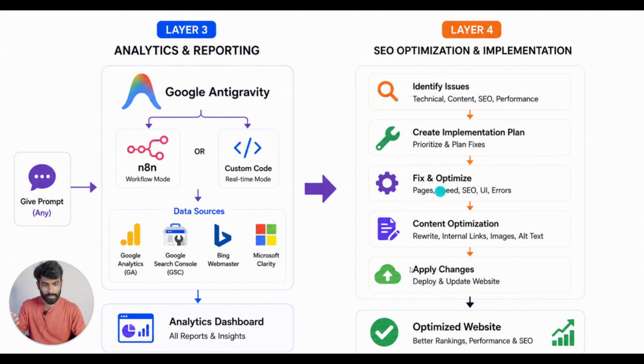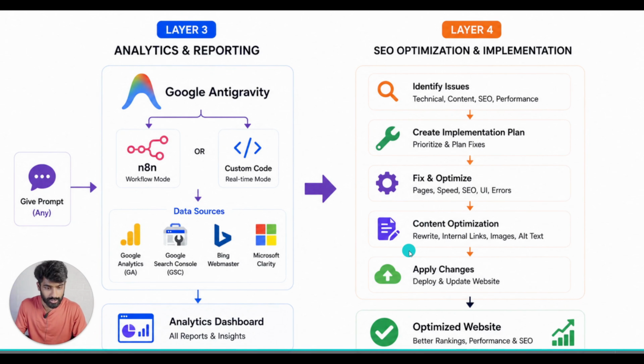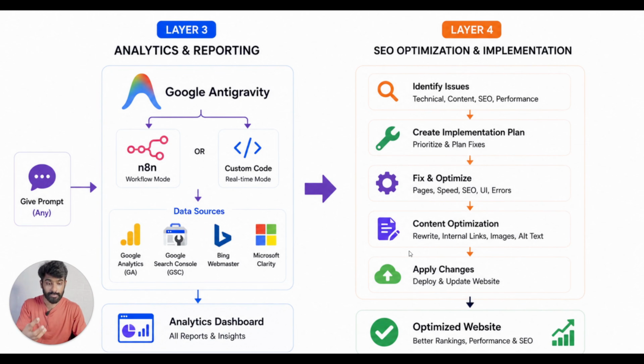You'll fix and optimize the pages. You'll optimize the speed if it's required. You'll optimize the SEO, the UI, the theme, all these things you can execute here, right? Fixing means here that we are going to even edit the theme of the website. We are going to edit the entire website if it's required. Then content optimization: you can rewrite the content if the content is not doing well. You can add internal links. You can add images, alt text, or you can get a backlink as well. You will have an optimized website with better SEO, better performance, right?